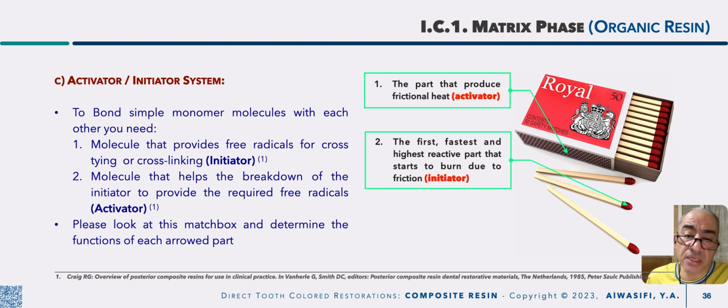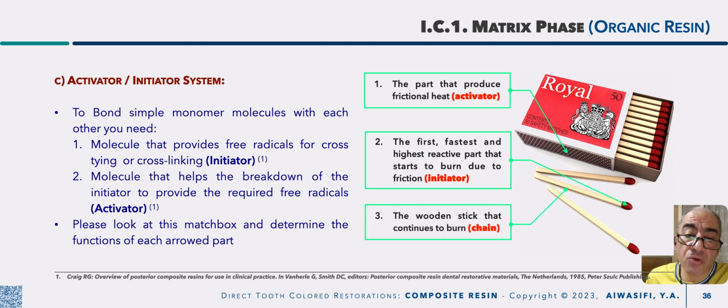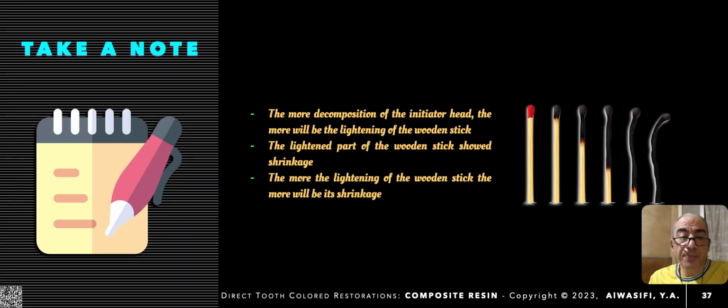Okay, this is considered as the initiator. At the same time, this is the wooden stick which will continue the burn due to the effect of the initiator. But please note something: the more you decompose the initiator head, the more will be the lightening of the wooden stick. Okay, the same will be for the polymerization reaction.